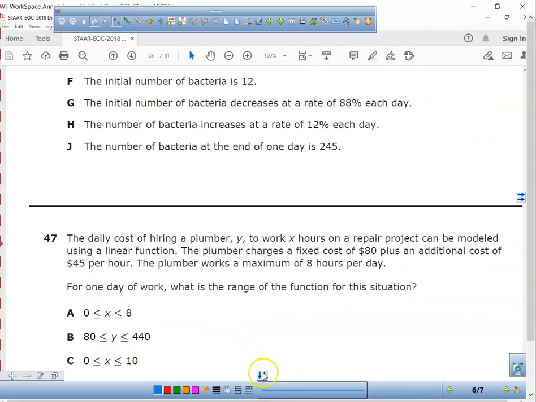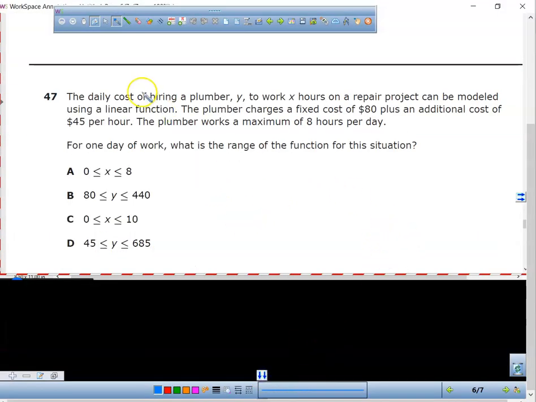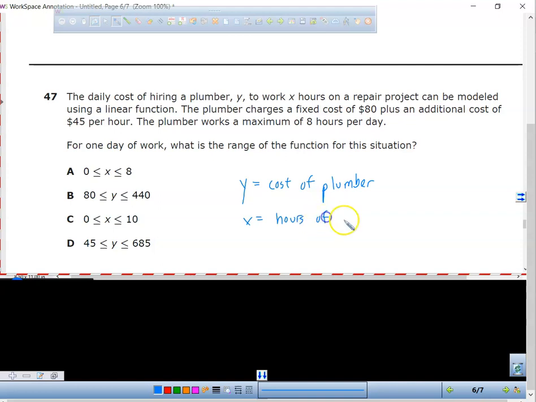Number 47. The daily cost of hiring a plumber, Y. So put y equals cost of plumber. Just write it down. Y equals cost of plumber. And X hours to work. So put X hours. X equals hours of work. Okay? Can be modeled using a linear function. This is going to be a linear function.